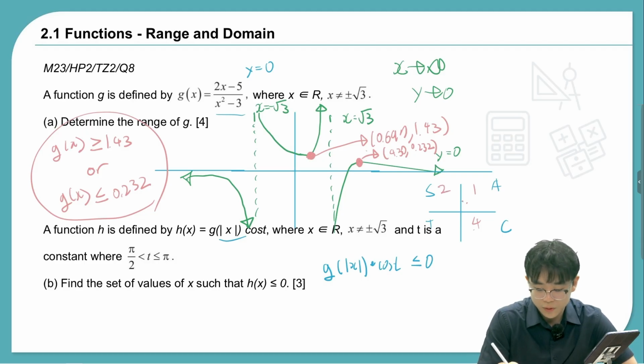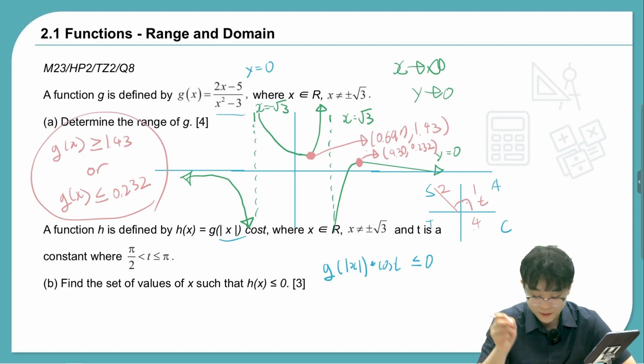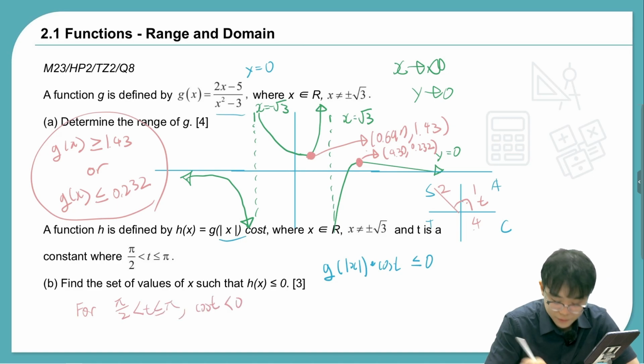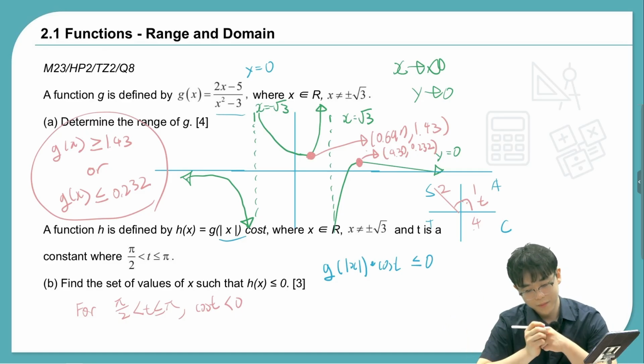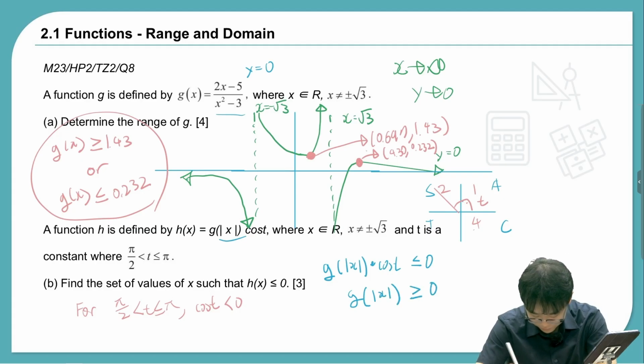But in the second quadrant, the sign is only positive, so cosine is negative. So if you have an angle t, it would be in the second quadrant like that. So the cosine of t would definitely be less than 0. Okay, so we would make a note that for t in between pi over 2 and pi, cosine t is less than 0. So that means g of absolute value of x is greater than or equal to 0.